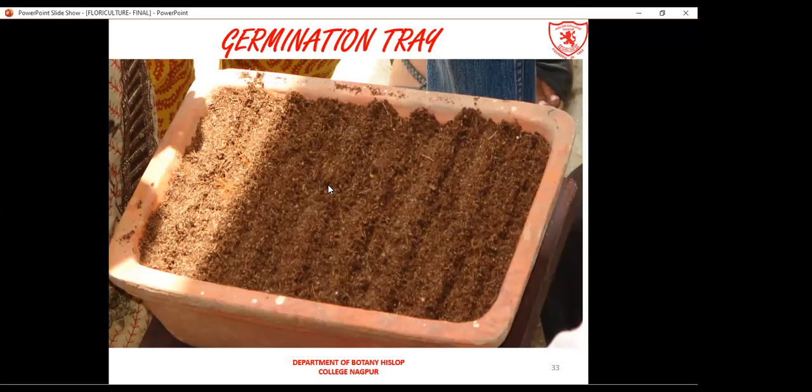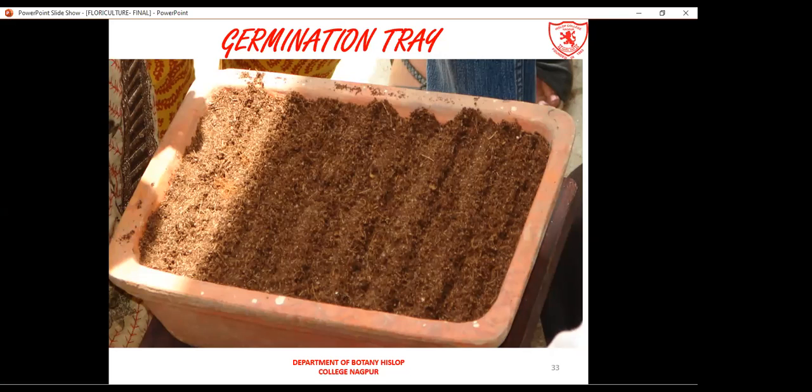These are grown in a medium which is not soil. Soil becomes very compact. So we use cocoa peat. Cocoa peat is the cover of coconut which is shredded out, and it is very coarse, very very hard, and it has a capacity of retaining water.